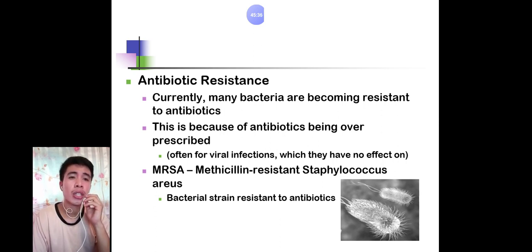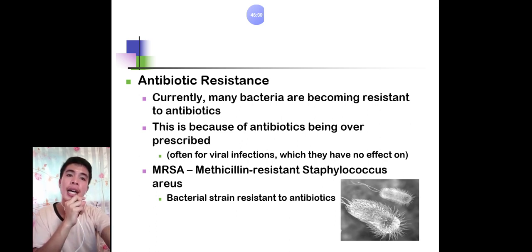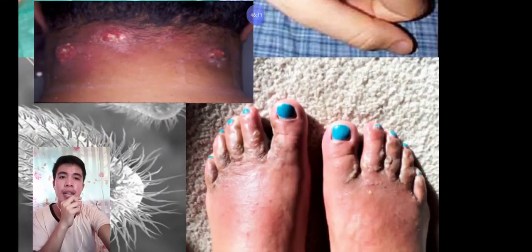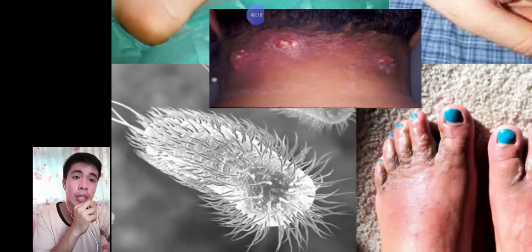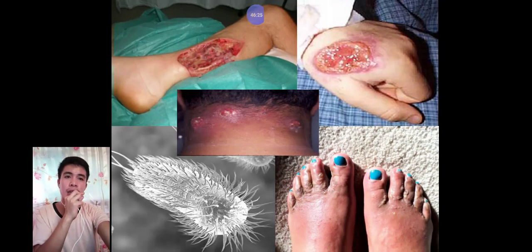There are some kinds of bacteria like MRSA, methicillin-resistant Staphylococcus aureus, a bacterial strain resistant to antibiotics, so they do not die or cannot be treated with antibiotics, because, like I said, they are immune to that specific antibiotic. Next is the picture showing bacteria and fungi that are immune to antibiotics. So if we want to avoid this, we need to take care of ourselves, especially our health.